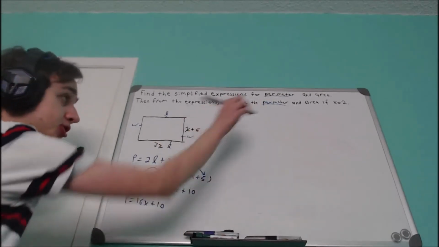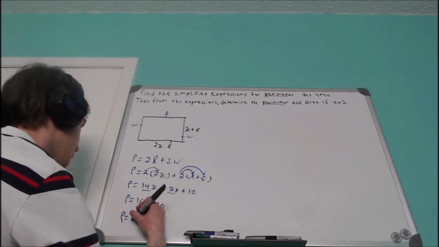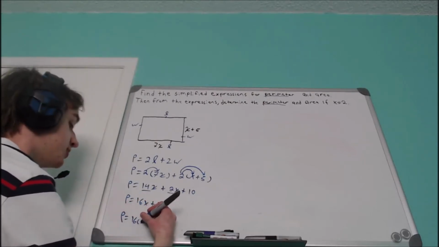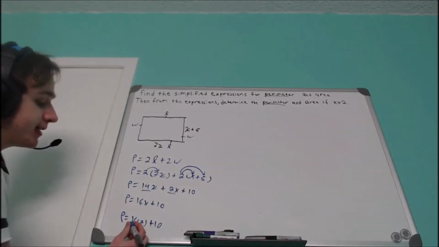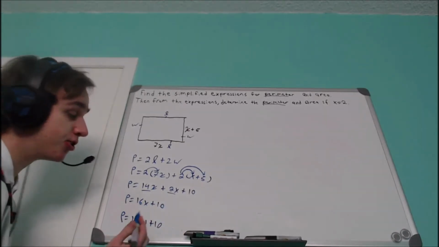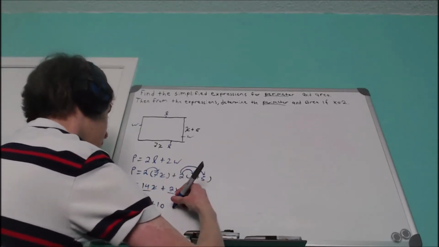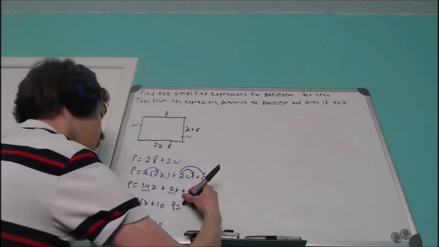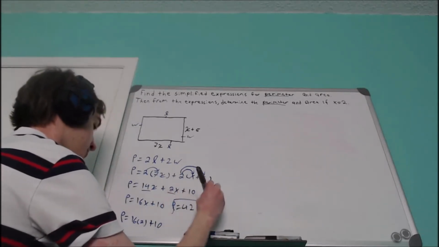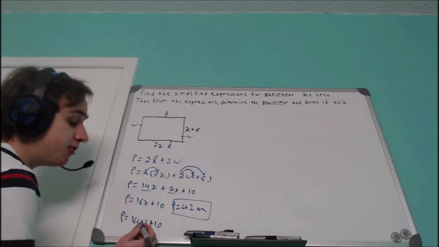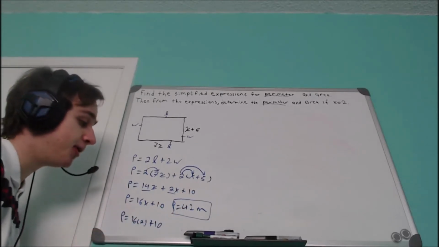But now it wants us to make x equal to 2. So let's substitute 2 in for x here. So we have P equals 16 times 2 plus 10. So okay, 16 times 2, well that's 32, plus 10. So we know that our perimeter will equal 42. And I guess we can just say meters, right? Because we have 16 times 2, 32 plus 10 is 42. So we know that the perimeter is equal to 42 meters.